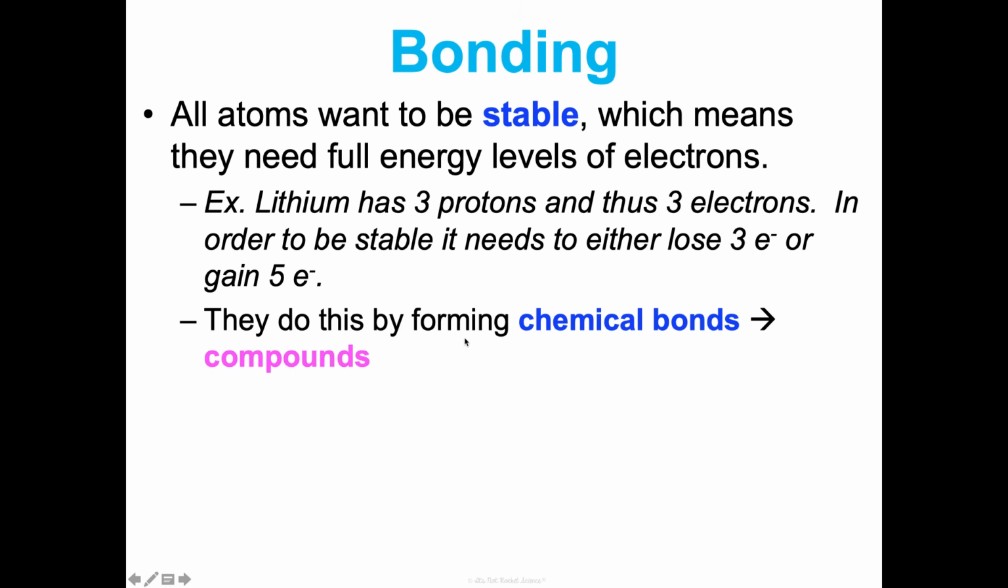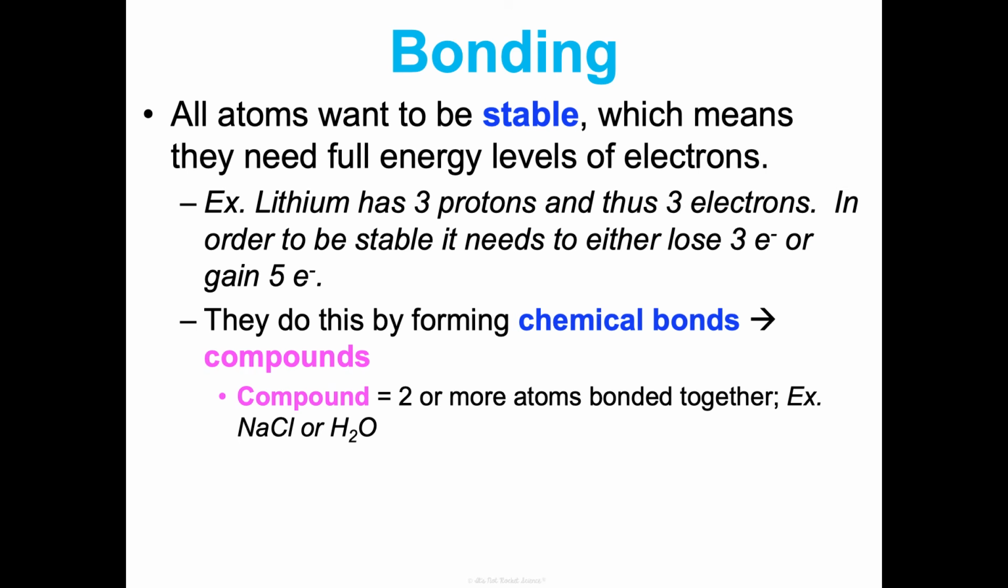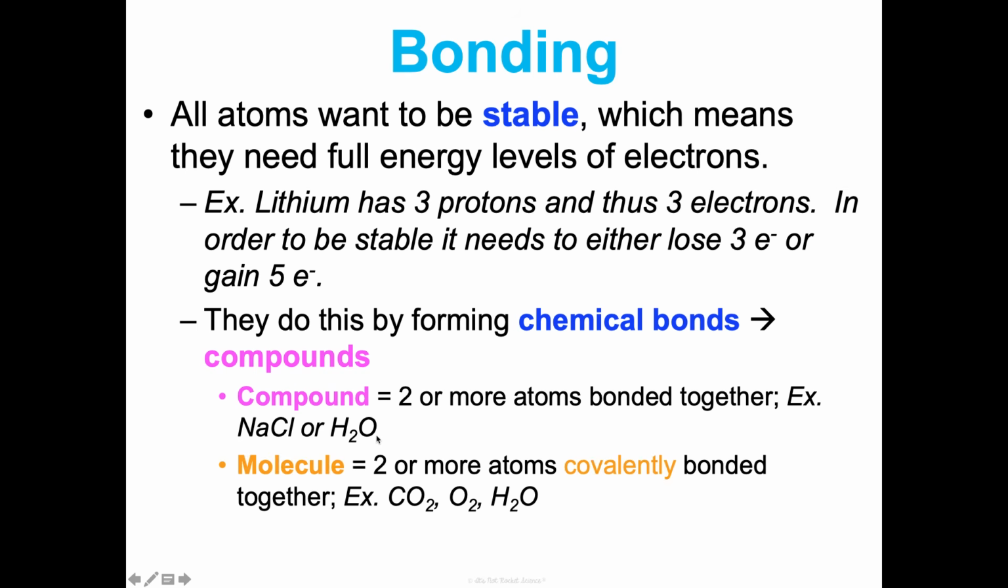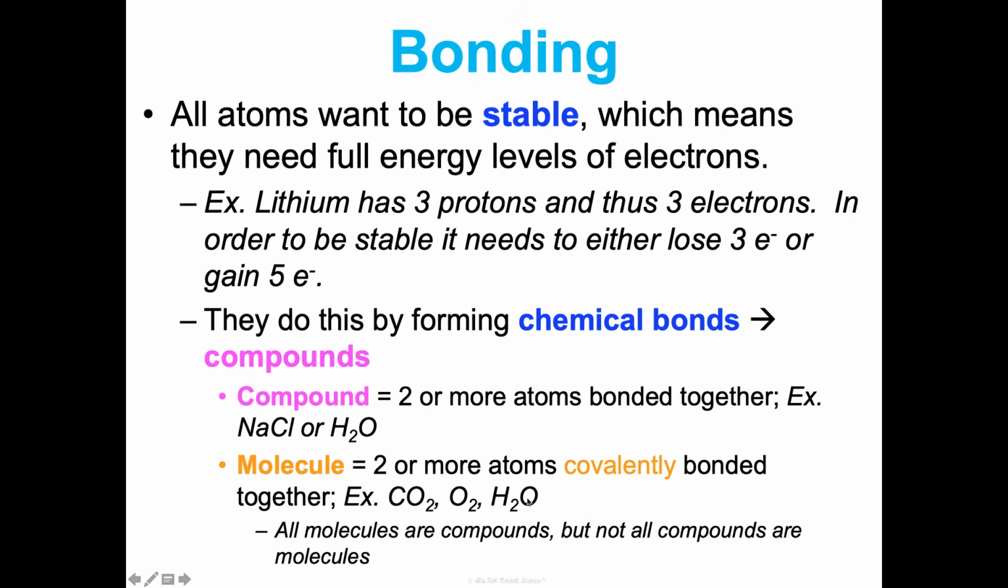They become stable by forming chemical bonds, and that creates compounds. So a compound is just 2 or more atoms bonding together. Sodium chloride, that's table salt, is 1 atom of the element sodium bonded to 1 atom of the element chlorine. H2O, water, is 2 atoms of the element hydrogen bonded to 1 atom of the element oxygen. A molecule is 2 or more atoms that are specifically covalently bonded together, meaning they share electrons. The examples are carbon dioxide, oxygen, like what you're breathing in around you, which is O2. It's not just an O. And then water. All molecules are compounds, but not all compounds are molecules.